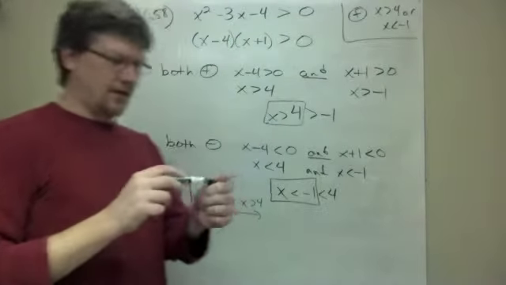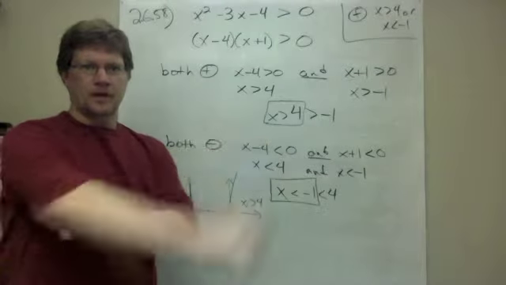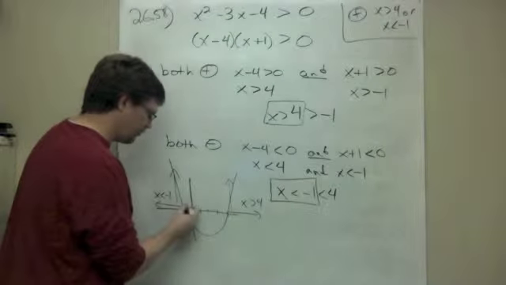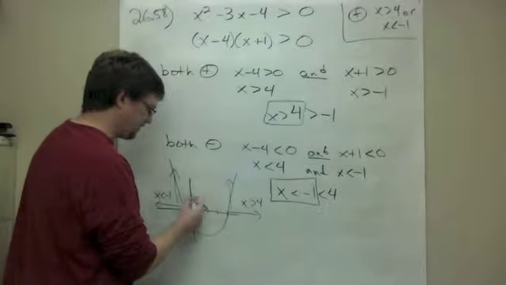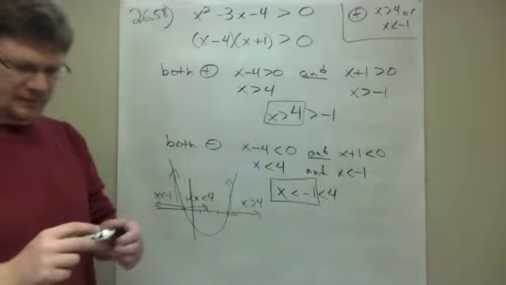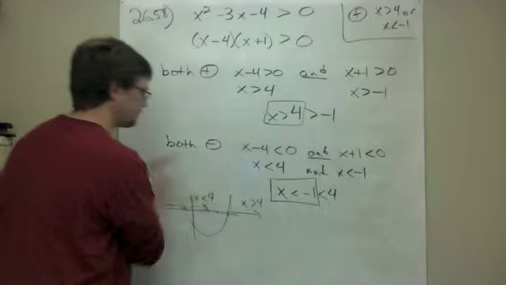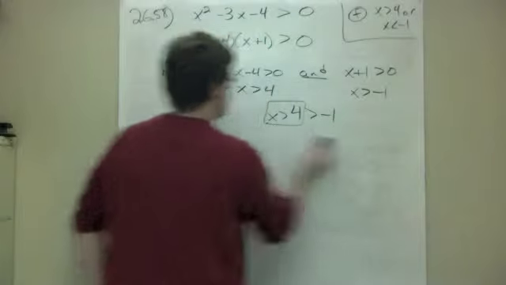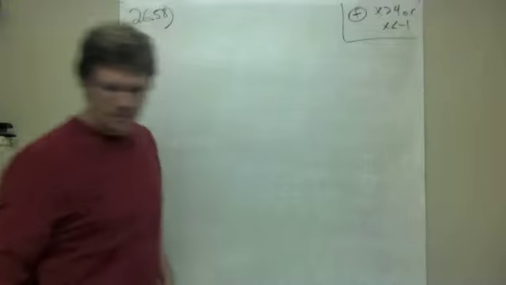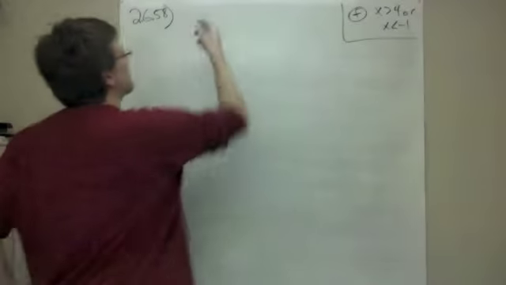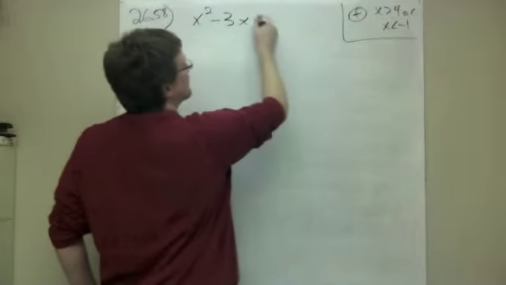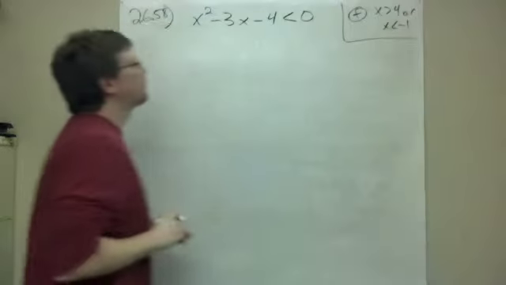Let's look at the negative. Let's do it another way, the completing the square way, and what we're going to see is that we get the complementary region. We're negative if x is greater than negative 1, but x is less than 4. That's what we're going to find. So we're going to get x squared minus 3x minus 4 is less than 0.